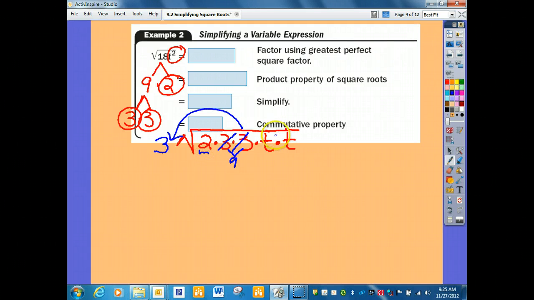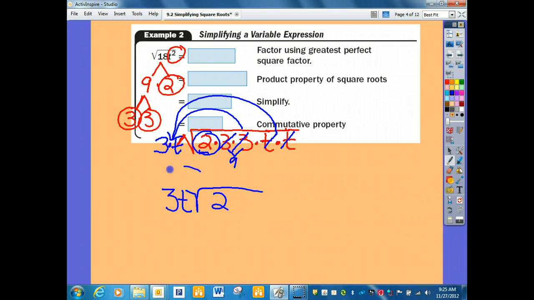But how about for the variables? T. So t squared, I can bring out a t. So what is 3 times t? 3t. Do I write a times sign between it? No. Good answer. So I have 3t times the square root of what's still in jail? What's not perfect? Only my 2 is left in here. That is not perfect. So there is my simplified radical form.